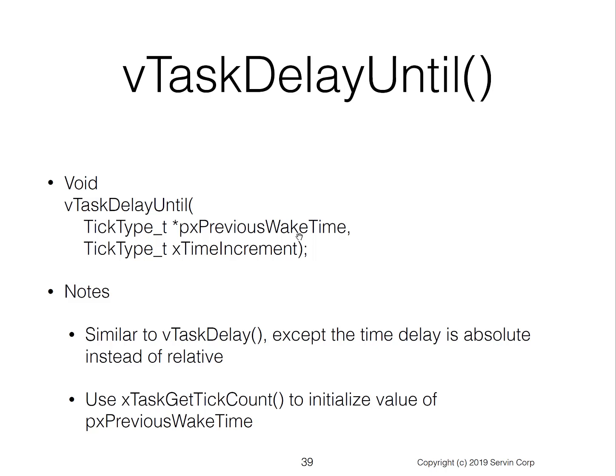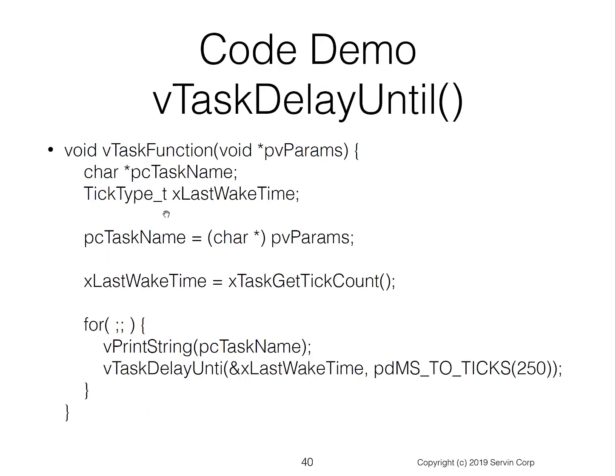The most common way to use this is to call xTaskGetTickCount. Anytime you call this, it gives the tick count at that point in time. And so you can take where you're at that point in time and then add this absolute increment to it. And of course, that's handled by calling vTaskDelayUntil.